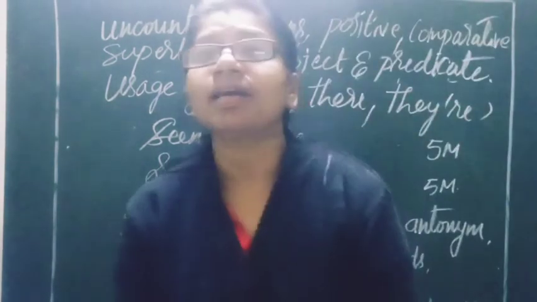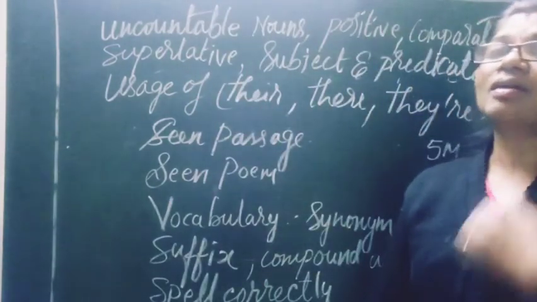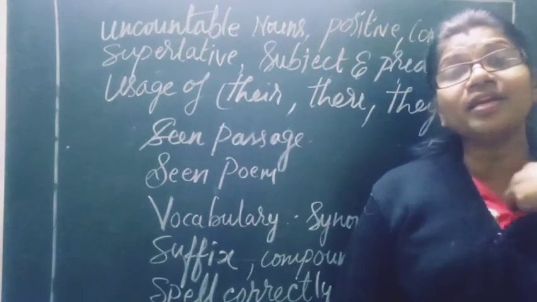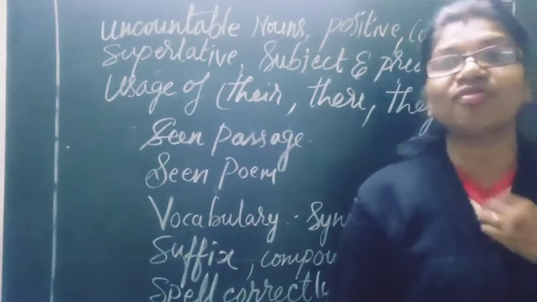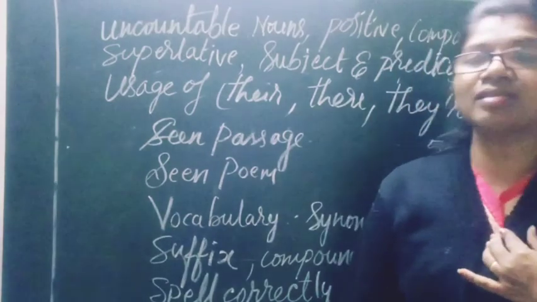Regarding common noun and proper noun, the nouns which have common names in them. For example, flower. Flower, it's common. Rose is also a flower, lotus is also a flower, jasmine is also a flower.